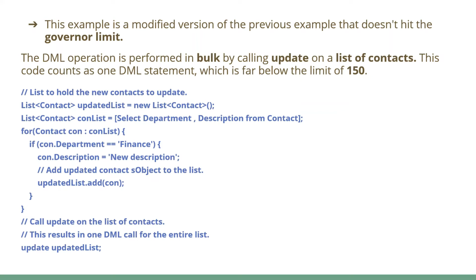Okay. So now this example is a modified version of the previous example that doesn't hit the governor limit. The DML operation is performed in bulk by calling update on a list of contacts. This code counts as one DML statement, which is far below the limit of 150.